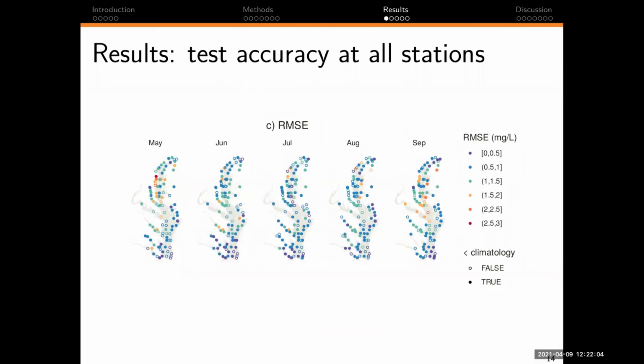Lastly, moving on to the root mean square error, that also looks pretty good. All of the blue colors are root mean square error below 1 milligram per liter. And greens are also fairly reasonable performance.